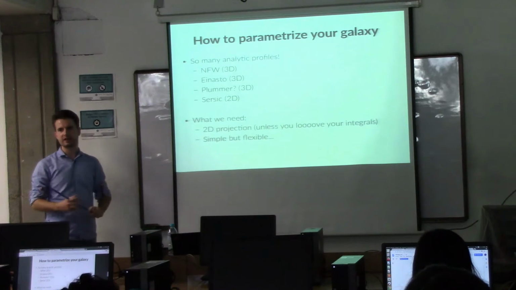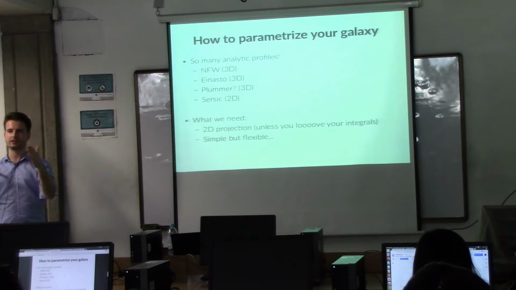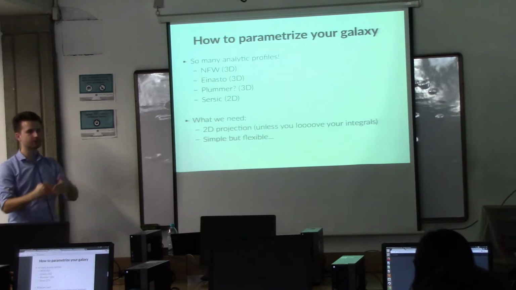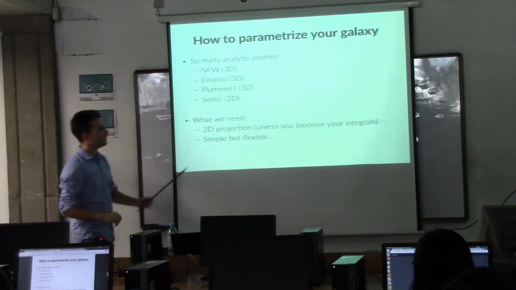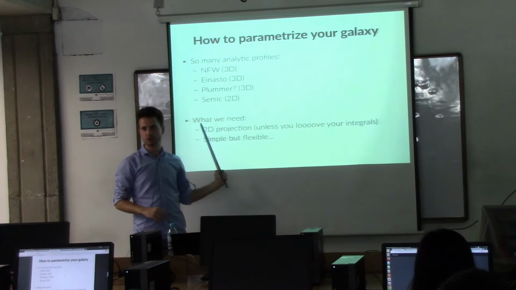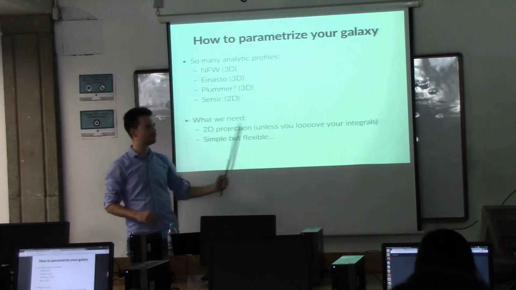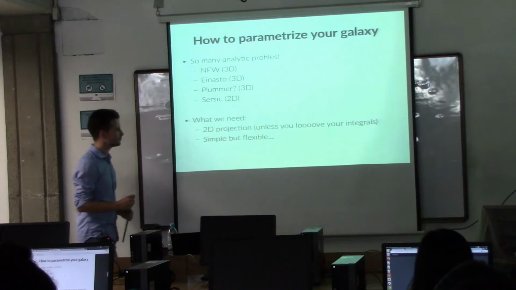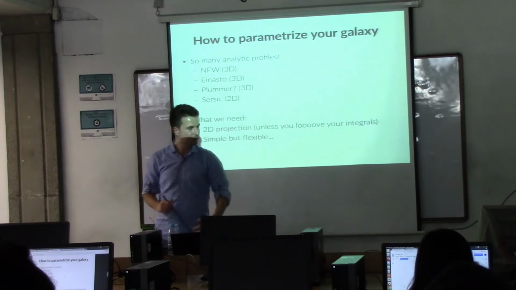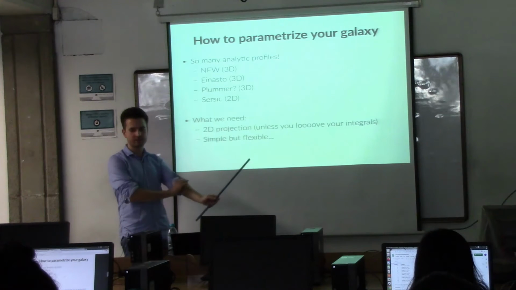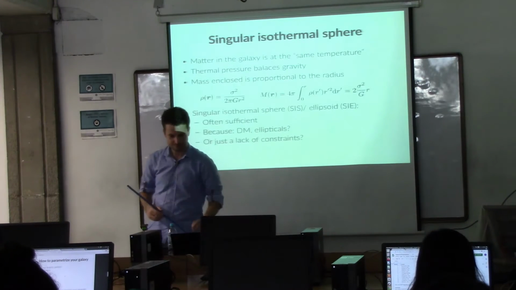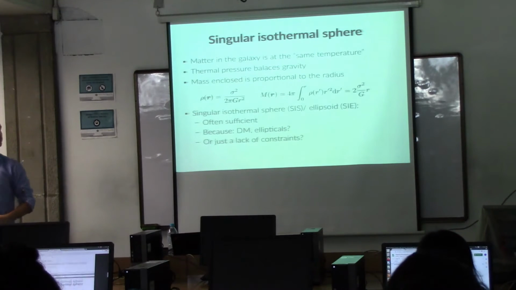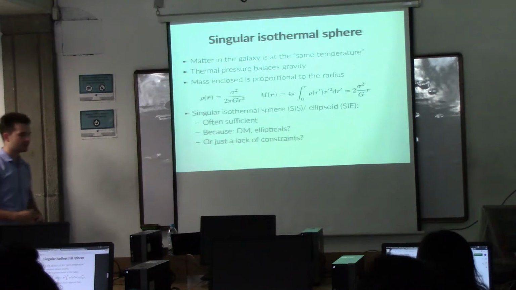And as we saw yesterday, in lensing ideally you want to collapse your lens into a 2D object because the depth doesn't matter that much. So what you normally try to do is work in 2D projections, unless you really like 3-dimensional integrals. And you want something that's simple but decently flexible. And we have something like that, and it's called the singular isothermal sphere.